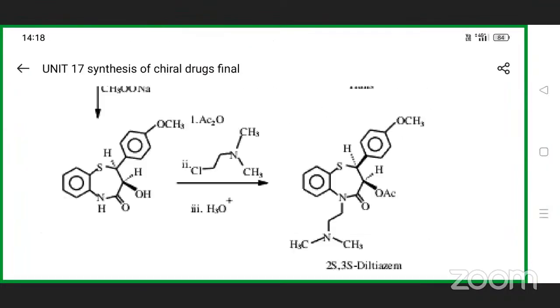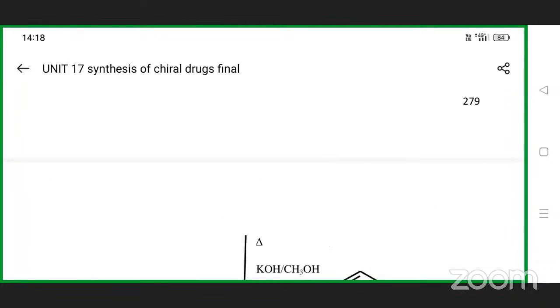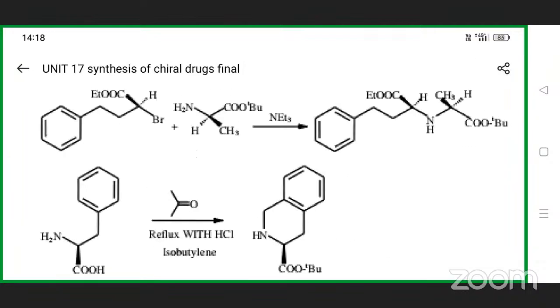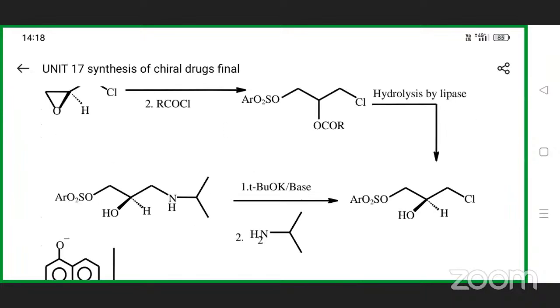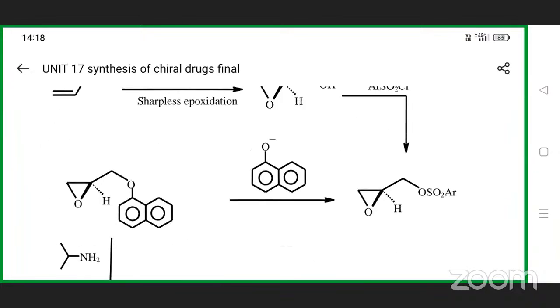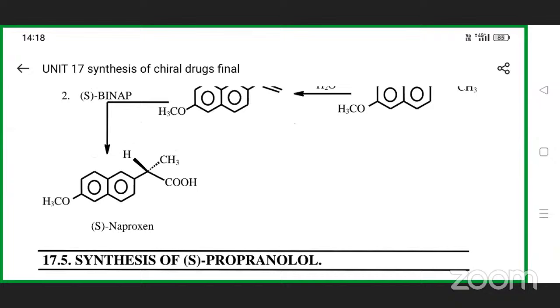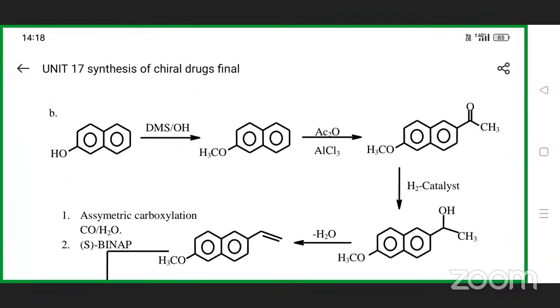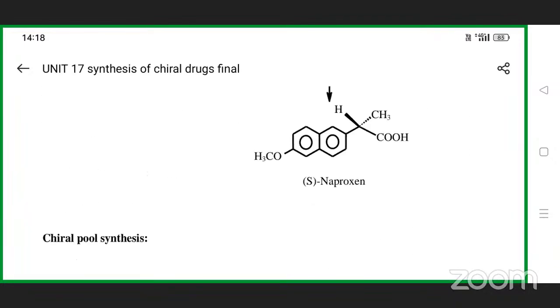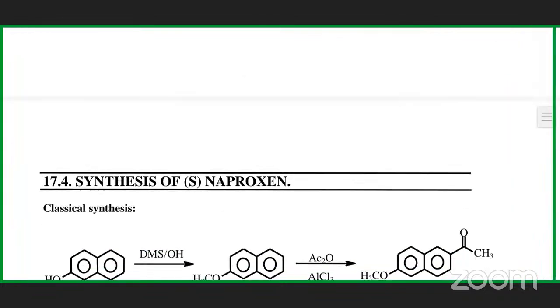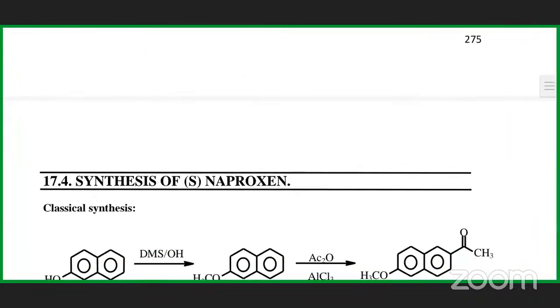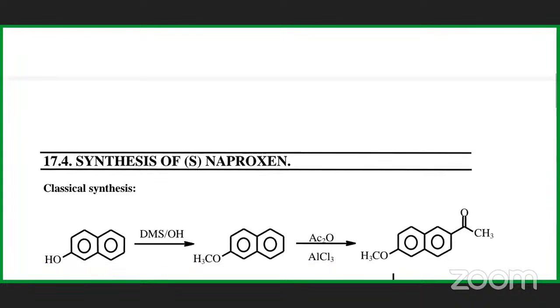We have 8 to 9 syntheses, but out of those 8 or 9, you just learn 3 or 4. Okay, so the next one is naproxen, which is also important here.